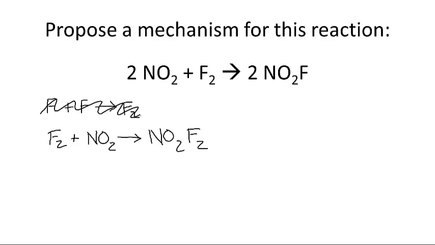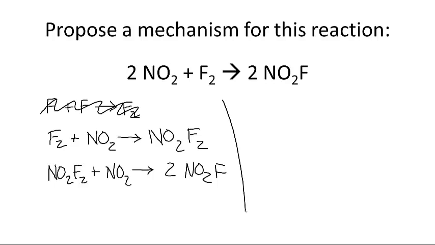What might happen next, Remy? All right. So we might have first F2 and NO2 combining to make NO2F2. So it's like the two molecules just combine. And then another molecule of NO2 comes by and grabs one of the F's away. So we end up with two molecules of NO2F. All right, that's a feasible mechanism. What else?